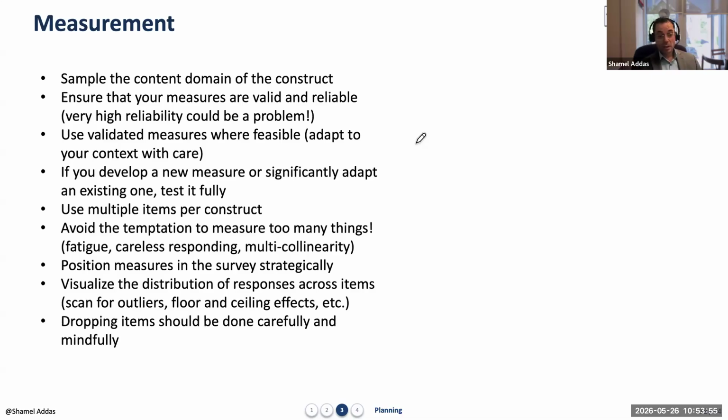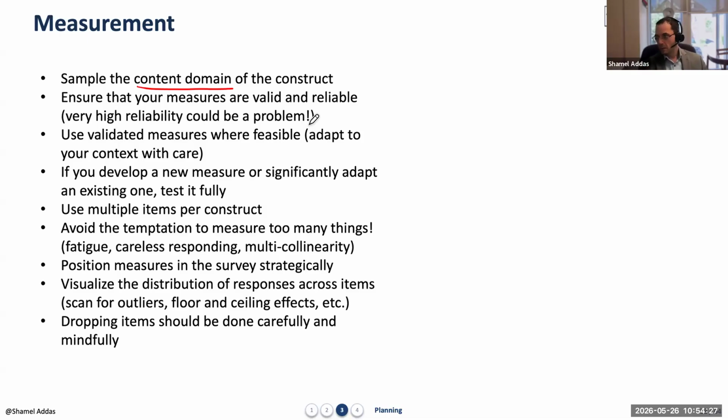Dropping items should be done carefully and mindfully. I never like to drop items just because of their statistical properties or because dropping them will give me better reliability scores. By dropping an item, you might be losing a part that taps the content domain of the construct. If you have 3 or 4 items and you drop one, you have to ensure that you're still tapping into the entire domain of the content of what that construct actually means.